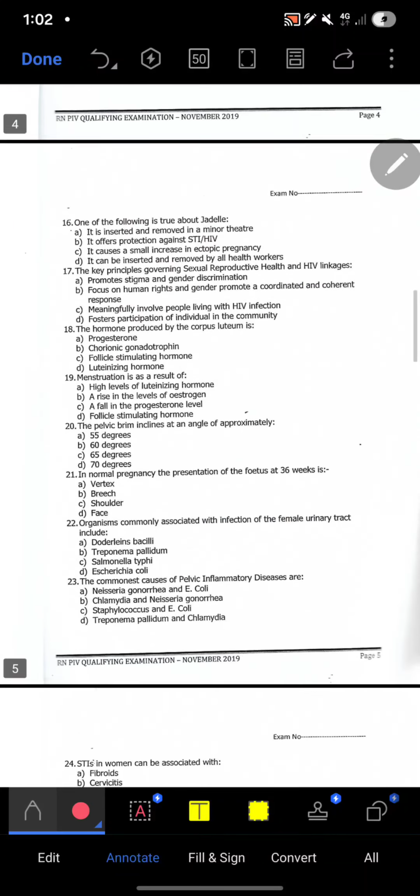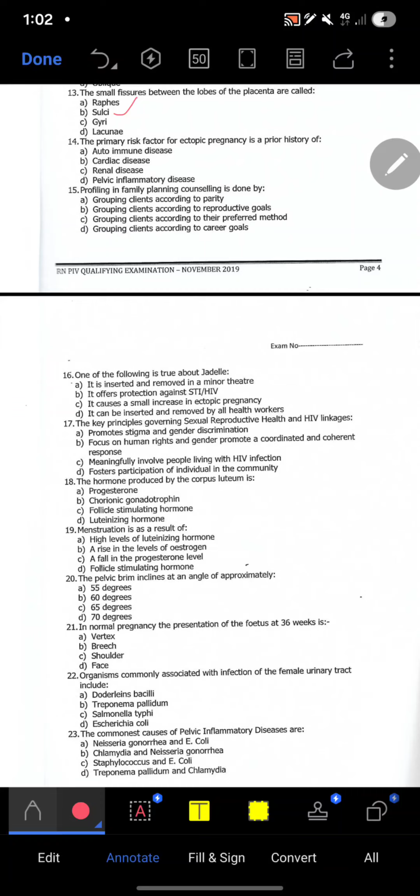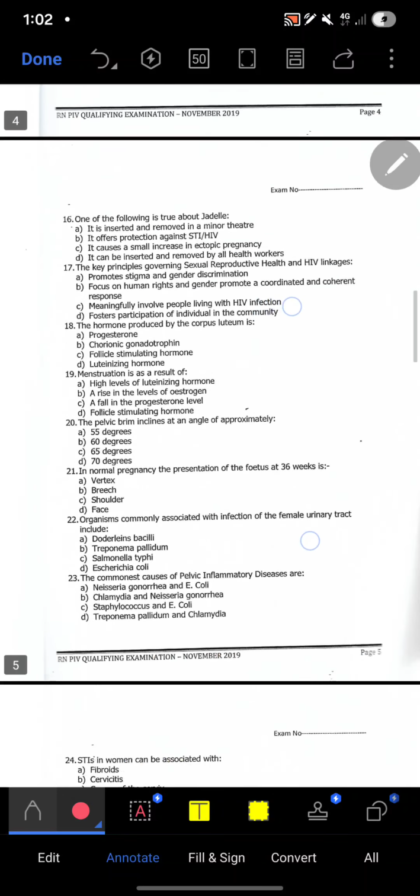Question 14. The primary risk factor for ectopic pregnancy is a prior history of? The correct answer is D, which is pelvic inflammatory disease. Question 15. Profiling in family planning counseling is done by? The correct answer is B, which is grouping clients according to reproductive goals.